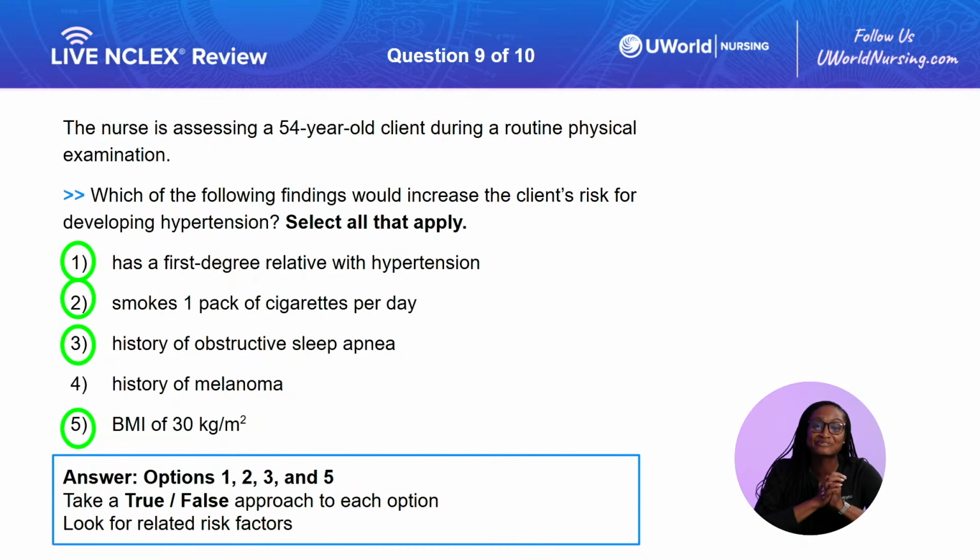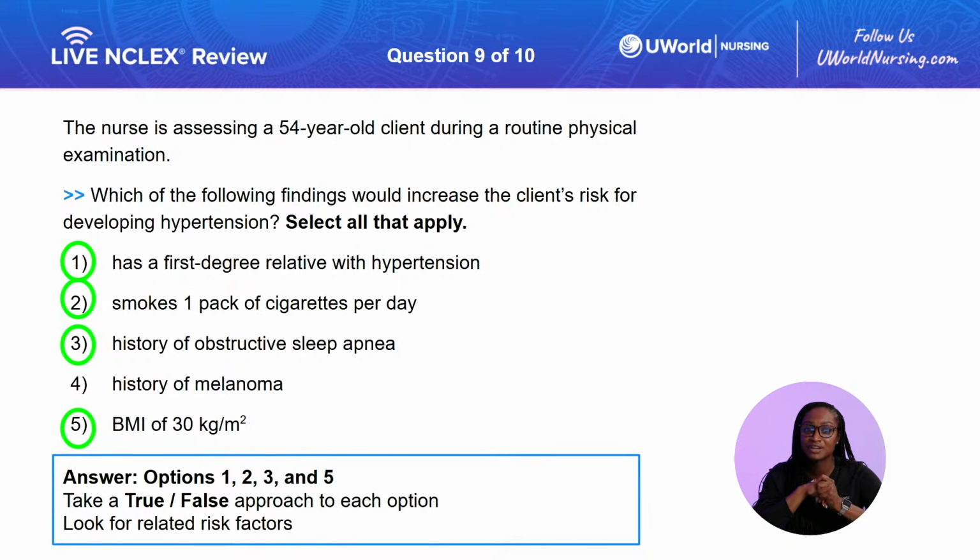Oh, okay. Correct risk factors for hypertension is almost all of them except for option 4. So we know risk factors is that first degree relative. It's in your DNA, it's in your genes to have high blood pressure. Option 2, smokes 1 pack of cigarettes a day. Smoking causes all the bad problems. So yes, smoking increases your chances of hypertension. Also makes your vessels very stiff.